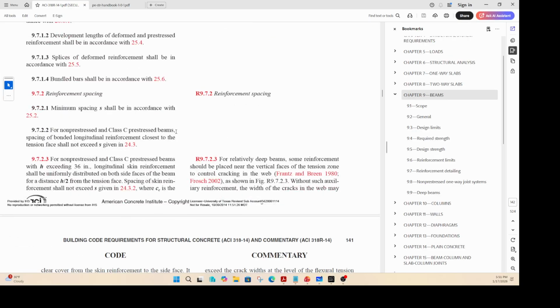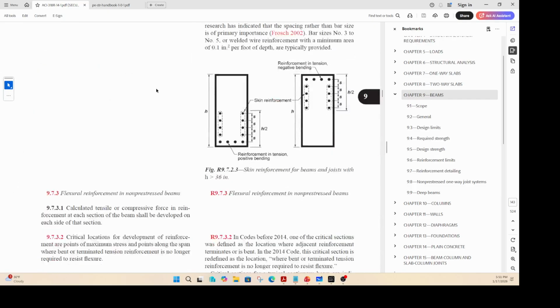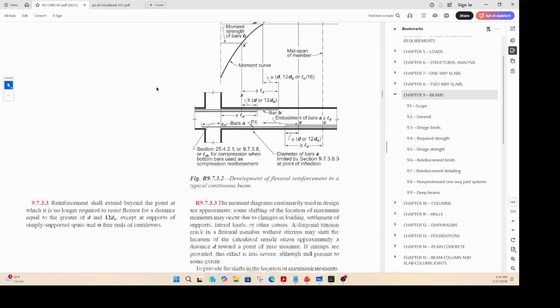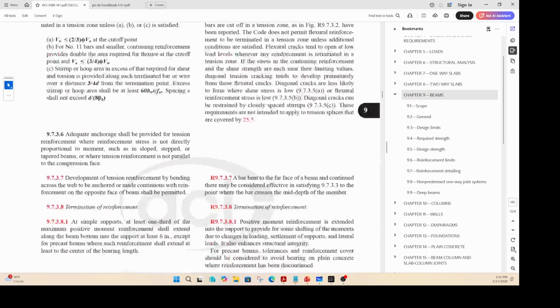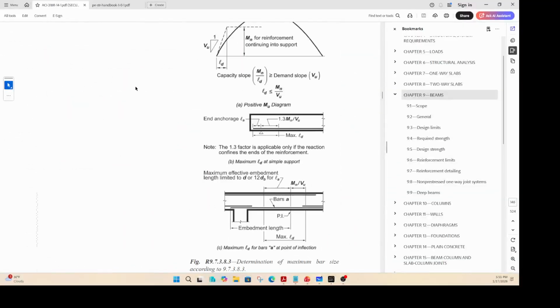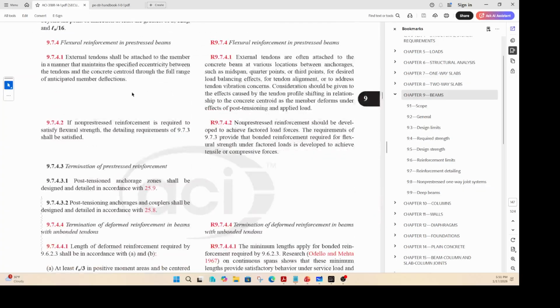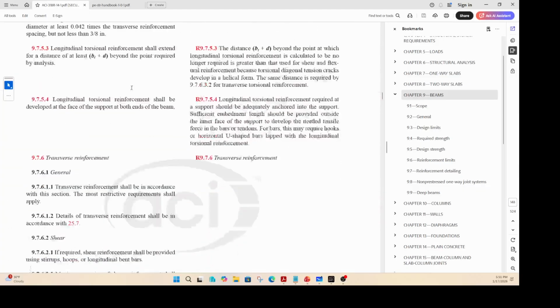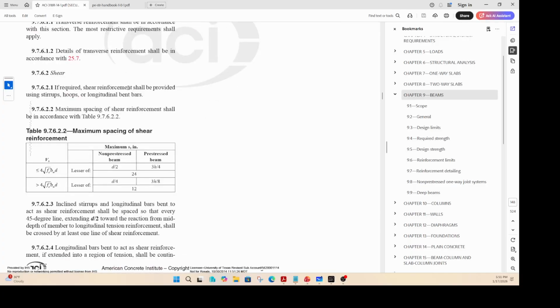What we are looking for is the spacing of the shear reinforcement, right? For the spacing, I think there is a table somewhere here. Let's see if it is here. Okay, so this is all.